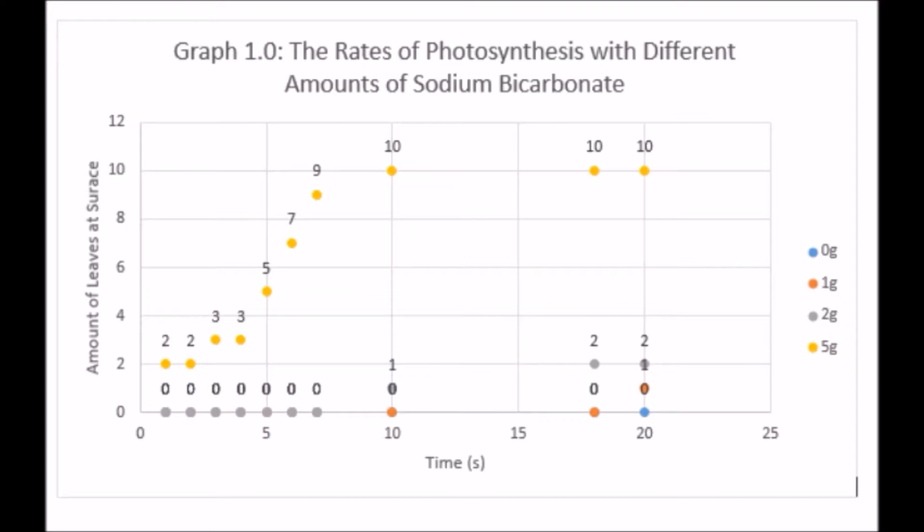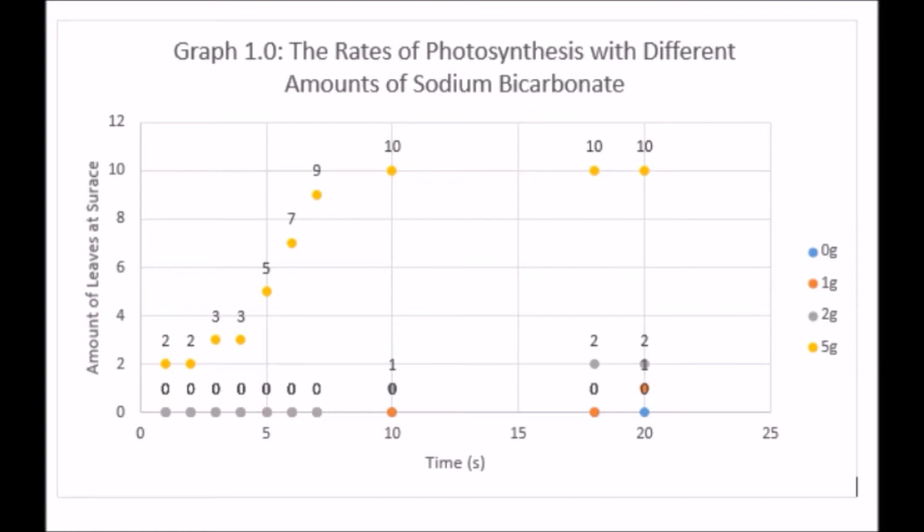is faster. In this experiment, it was determined that all 10 leaf discs floated when 5 grams of sodium bicarbonate was added. However, when there was only 1 gram of sodium bicarbonate added, only 1 leaf disc floated. As more sodium bicarbonate is added, the rate of photosynthesis becomes greater.